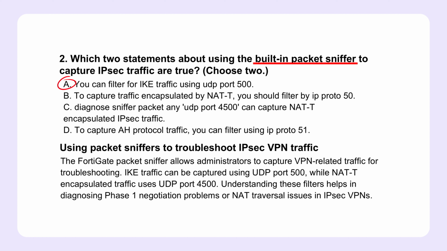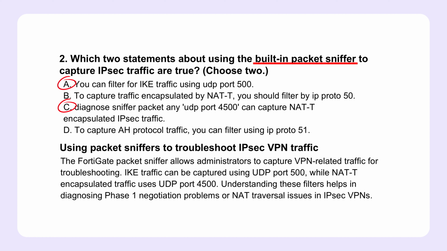Got it. And the second one? The second one catches people out sometimes. It's for traffic that's using NAT traversal, or NAT-T. When the VPN has to go through a NAT device. Exactly. When that happens, the actual encrypted data, the ESP packets, get wrapped up inside UDP packets, and those use port 4500. So to capture that NAT-T encapsulated IPsec traffic, you need to filter using UDP port 4500. UDP 4500. Okay, that's a key distinction. So 500 for the control plane, the IKE negotiation, and 4500 for the data plane if NAT-T is involved.